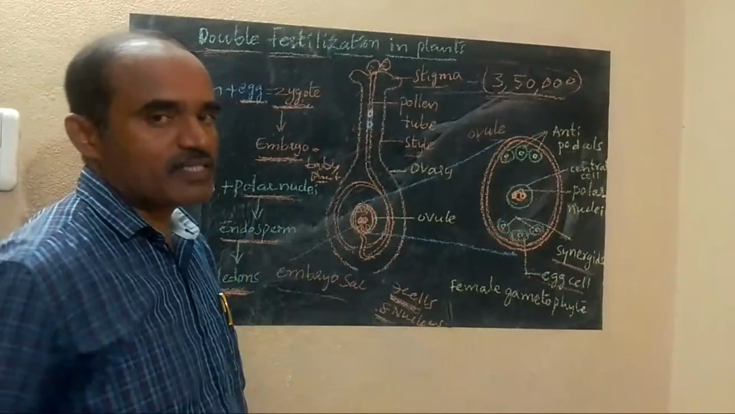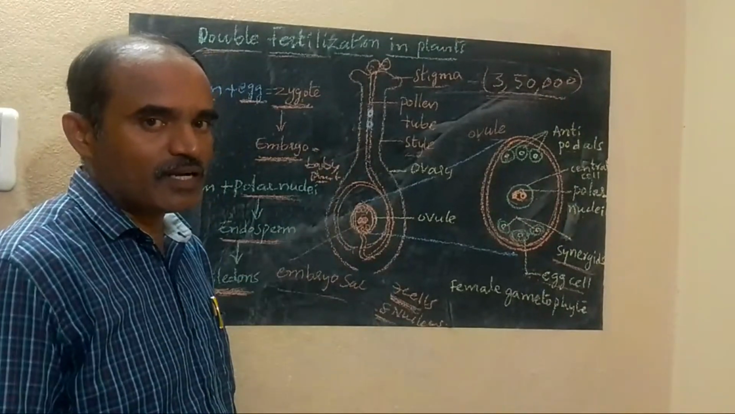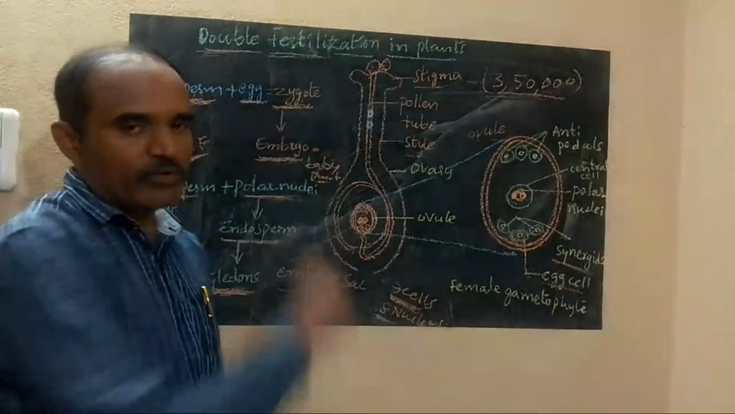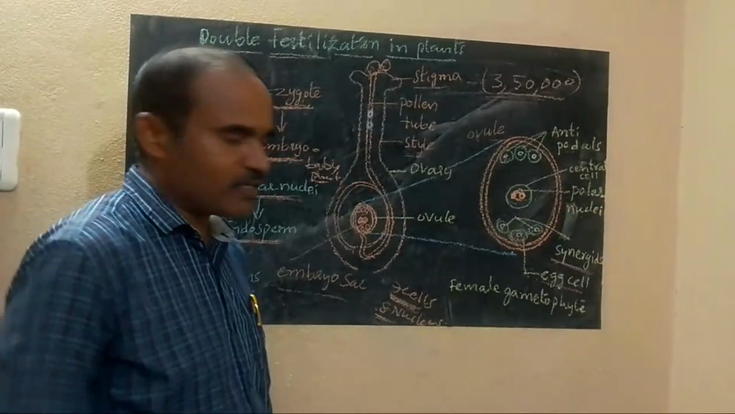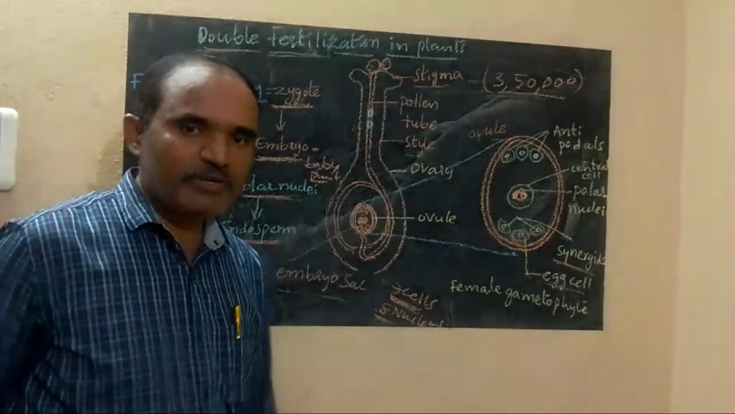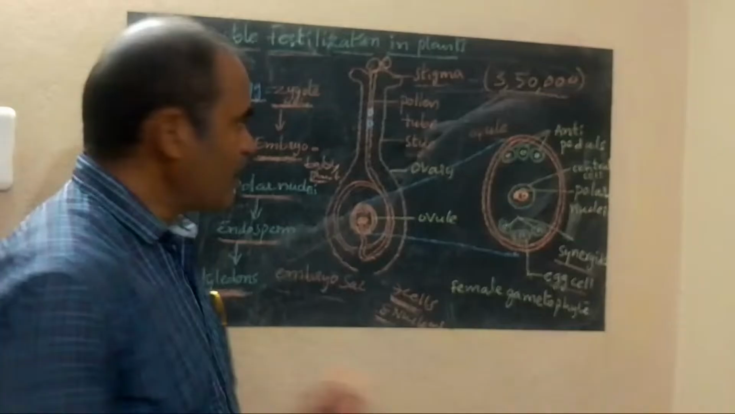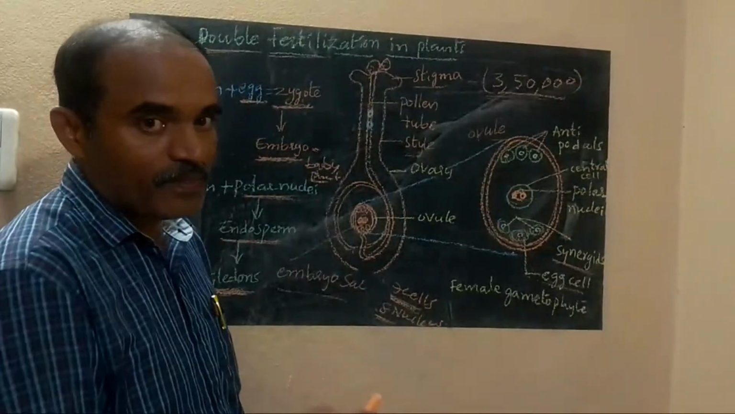Zygote multiplies its cells and forms an embryo. Embryo is also called baby plant. And the next fertilization.